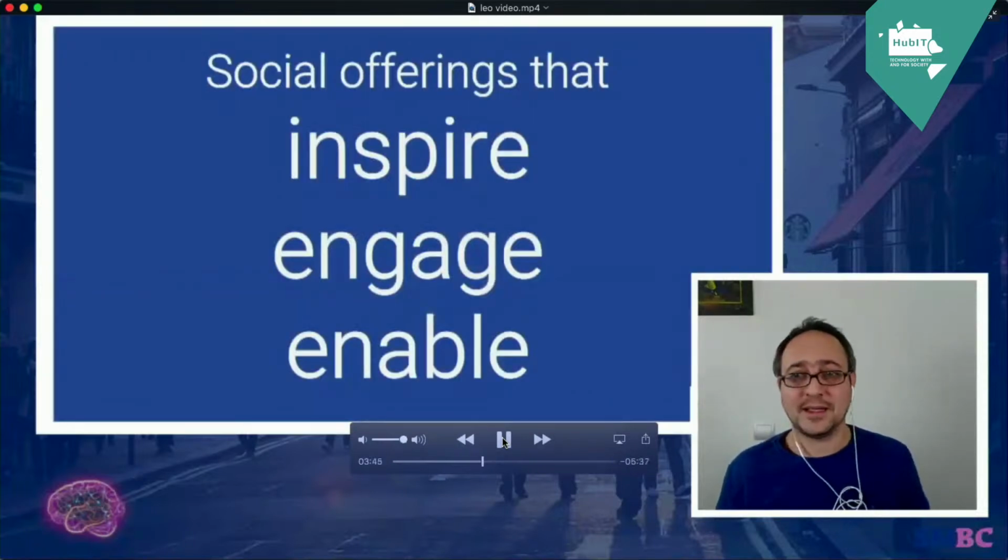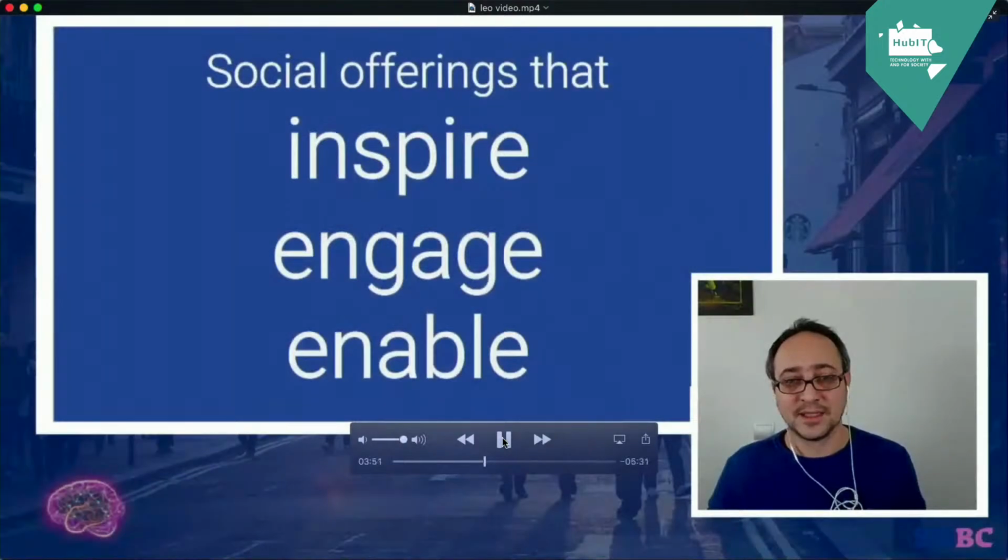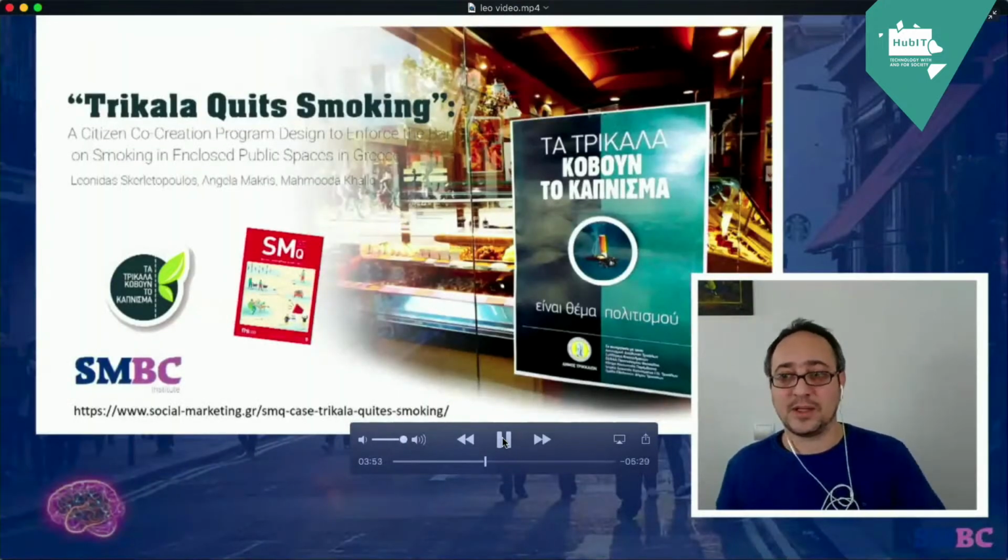You also need to create a social offering that inspires, engages, and enables. It is very important to remember this. And let's go with our first case.